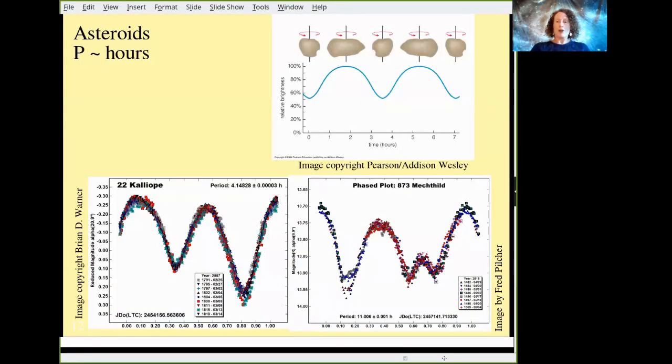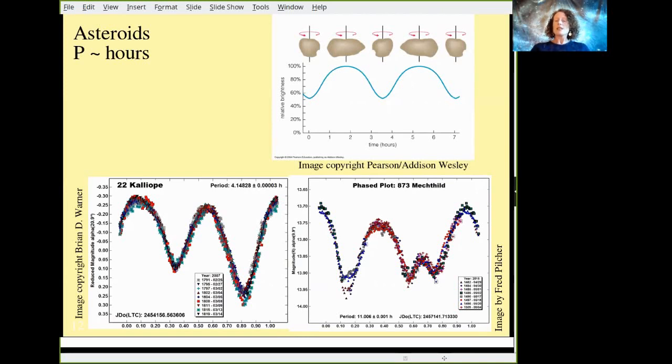Another type of variable object, not a variable star in this case, are asteroids. Asteroids are rotating around an axis, as I show there on the figure at the top. And since asteroids are generally not spherical in shape, as they rotate, we see different cross sections of their volume.